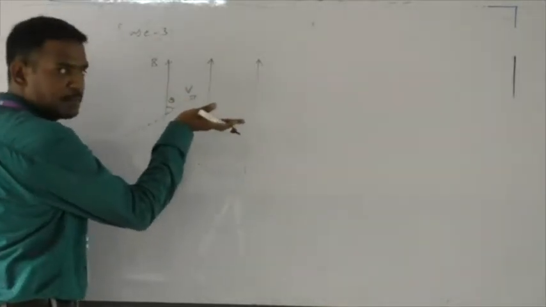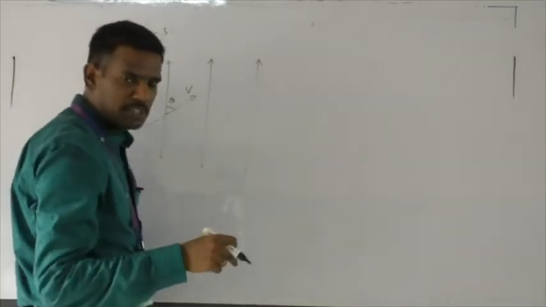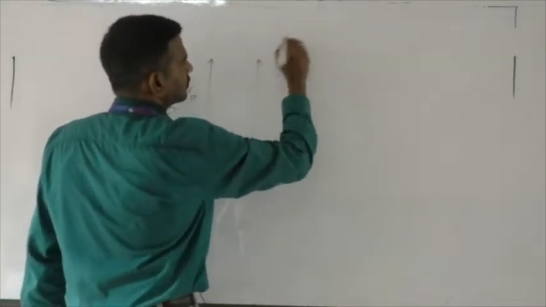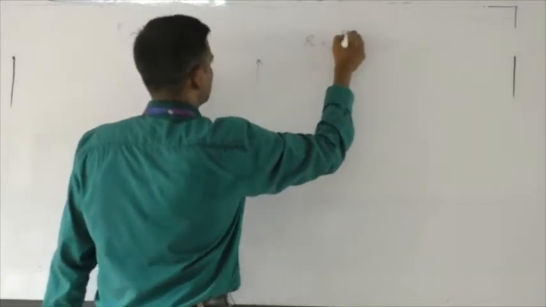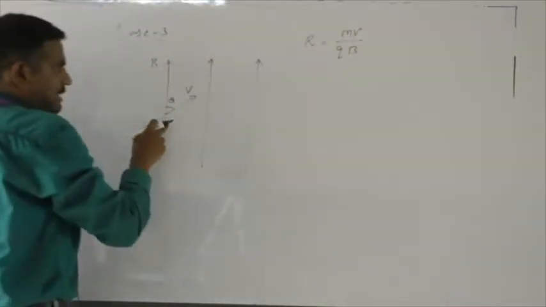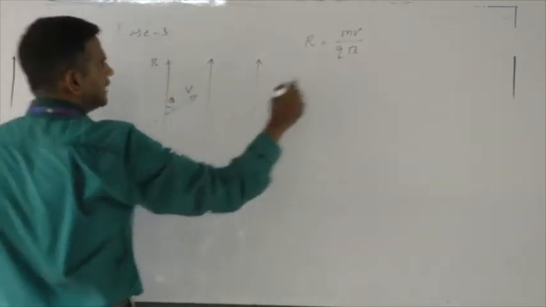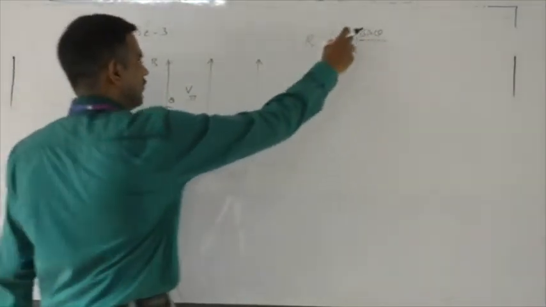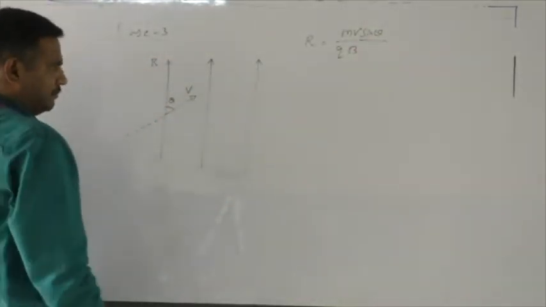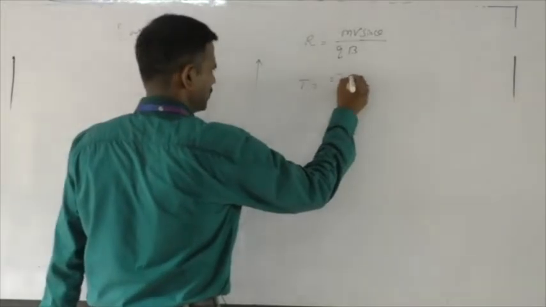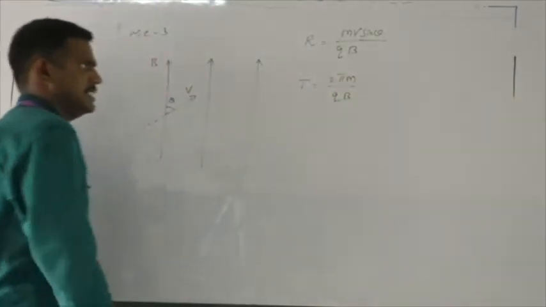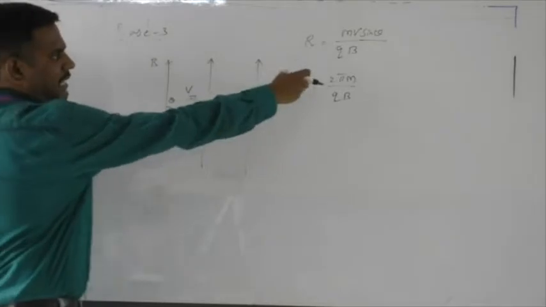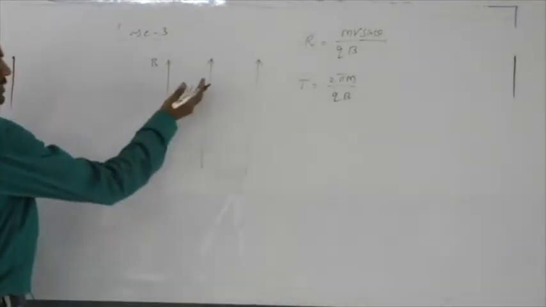Since v sin theta is perpendicular to the magnetic field, that velocity component will be responsible for the circular motion. We already know the radius of a circular path is mv by qB. But in this case the velocity will be replaced by v sin theta, because v sin theta is perpendicular to the magnetic field. Therefore the radius is given by mv sin theta divided by qB. And what is the time period? That will be obvious, 2 pi m divided by qB. Just now we have understood that it is independent of velocity. Therefore even if it is entering with a velocity v making some angle theta, the time period does not change.